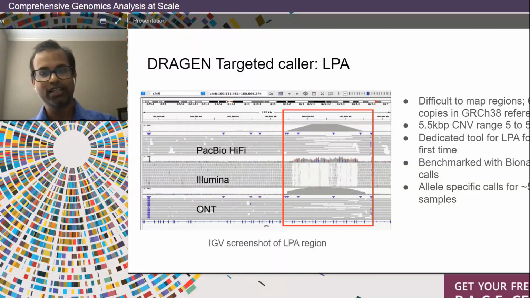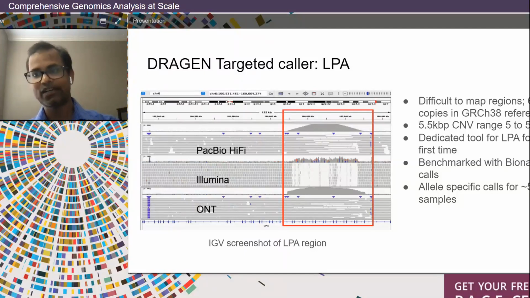The middle one is the Illumina short reads, where you could see a lot of blank spaces that show the low mapping quality. Similar performance we also saw for the PacBio HiFi as well as ONT. But you could see the coverage is so high because in the GRCh38 reference, it has only six copies. And all these repeats are 5.5 kilobase pairs long, and they can occur 5 to 50 plus times.